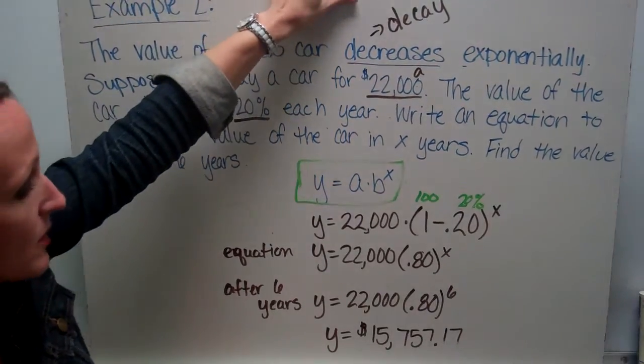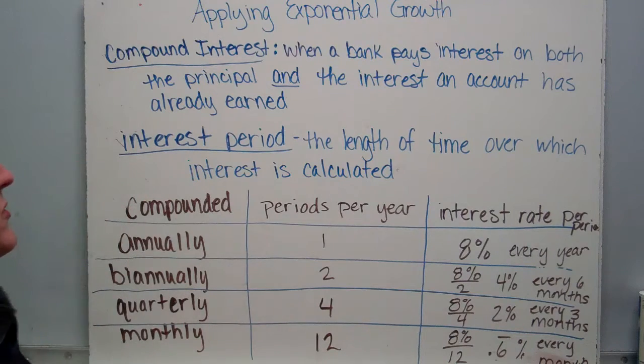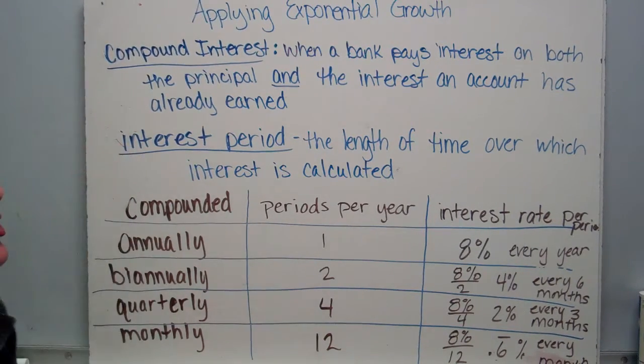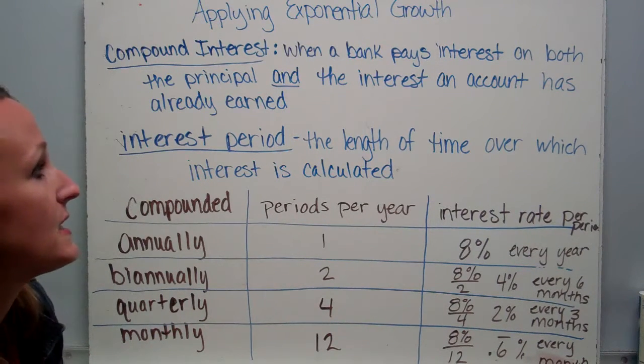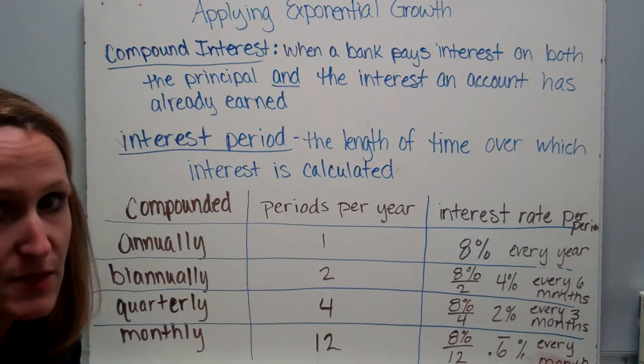Okay, so let's talk about something else. You're always asking, how do we apply math in real life? Well, here's how we're going to apply exponential growth. Compound interest. When a bank pays interest on both the principal and the interest an account has earned, this is called compound interest.